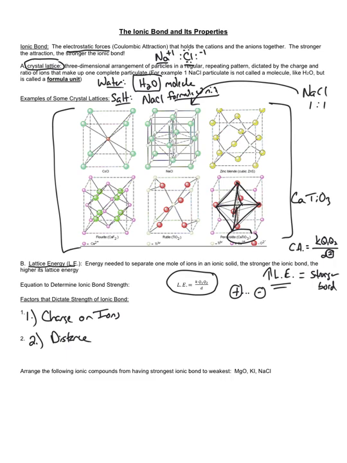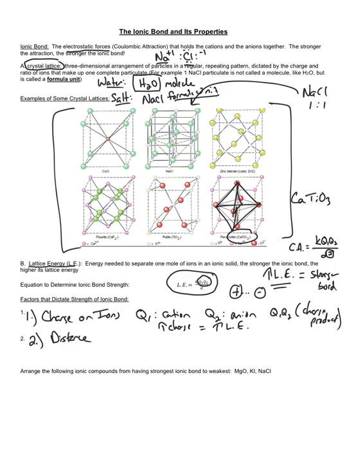So the charge on the ions, you'll notice Q1 and Q2. Q1 is the charge on the cation, and Q2 is the charge on the anion. When we multiply them together, this is called the charge product. The higher the charge product, the stronger the bond. So the greater the charge on the ions, the higher the lattice energy.